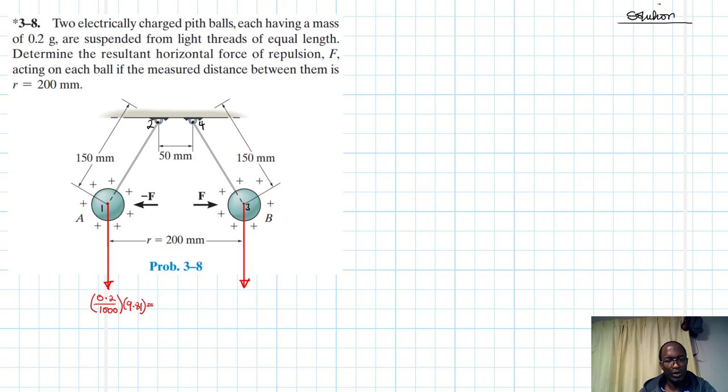So what do we have? 0.2 divided by 1000 times 9.81, so we have 1.962 times 10 to the power minus 3 newtons. So this is the same value also here. All right, it's the same value.